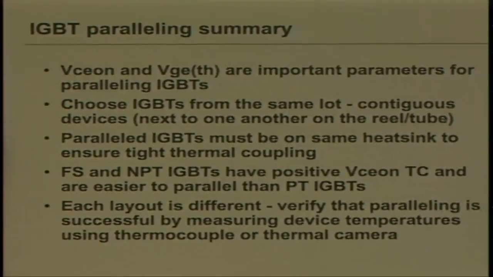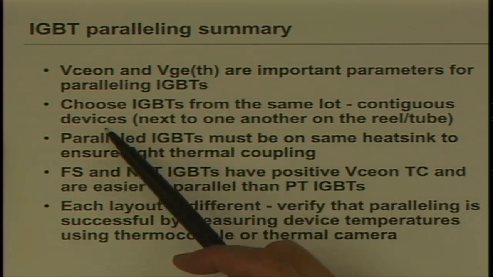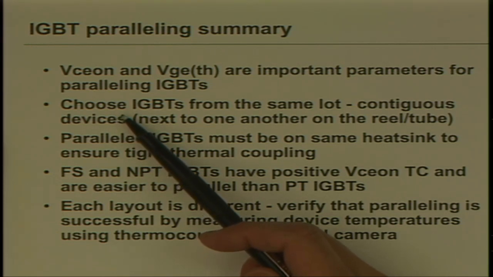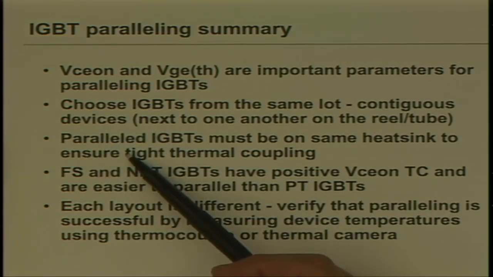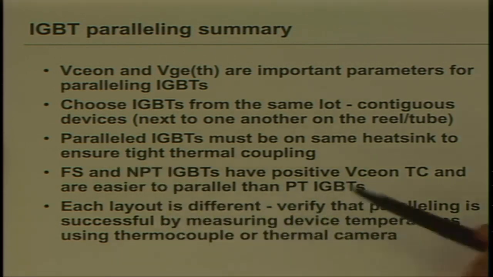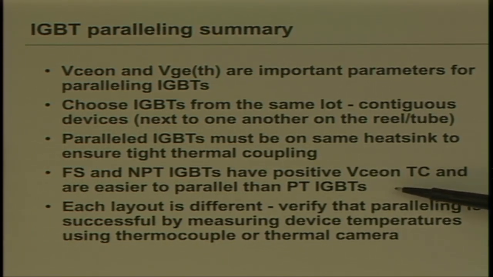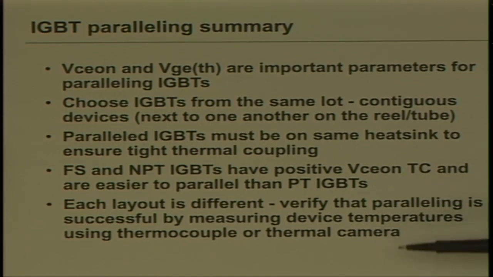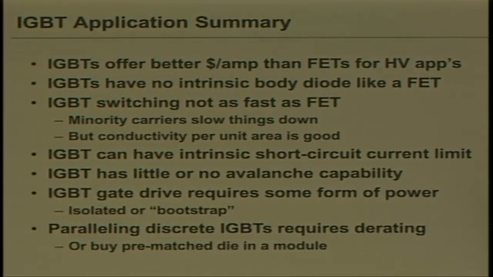So, summary. For paralleling IGBTs, the two important parameters you need to worry about are the VCE on and the threshold voltage. If you're able to choose devices that come from the same wafer lot and the same assembly lot, you have a much better chance of having well-matched devices. Having thermal matching between the parallel devices is critical to maintaining their sharing capability. Not every technology shares well because they may not have the positive temperature coefficient. In other words, you have current hogging rather than current sharing. And of course, layout is different, and you can verify all that with an infrared camera when you look at it under operation.